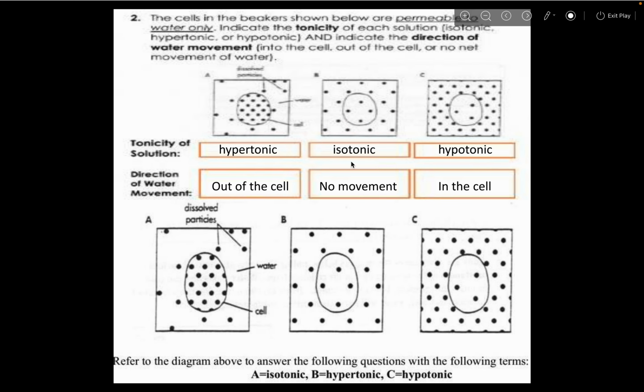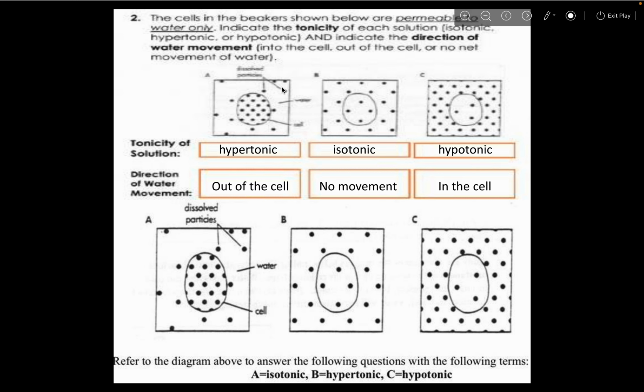Second one, the cells in the beakers shown below are permeable to water only. Indicate the tonicity of each solution, isotonic, hypertonic, and hypotonic, and indicate the direction of water movement into the cell, out of the cell, or no net movement of water.